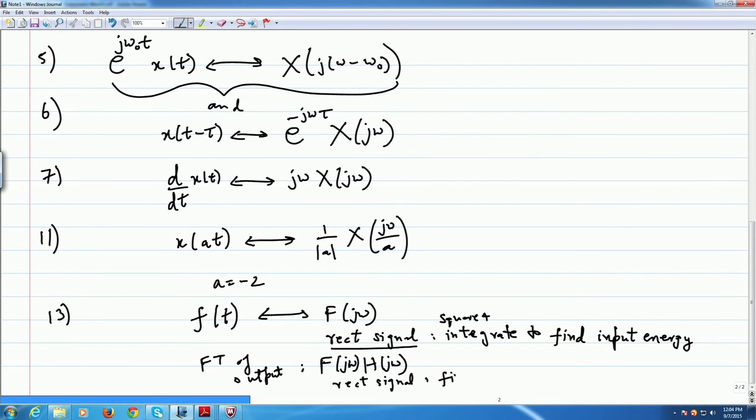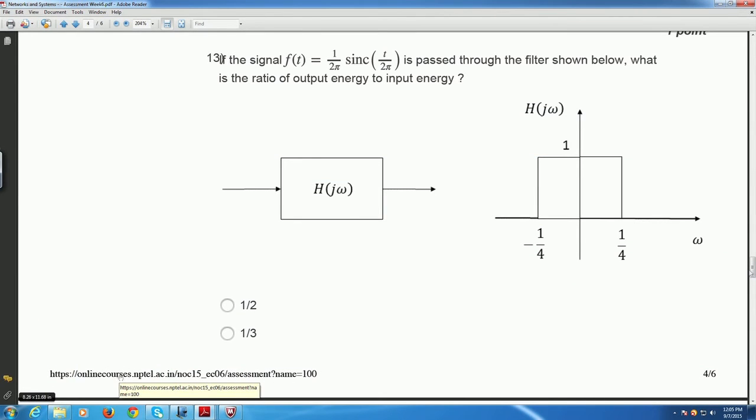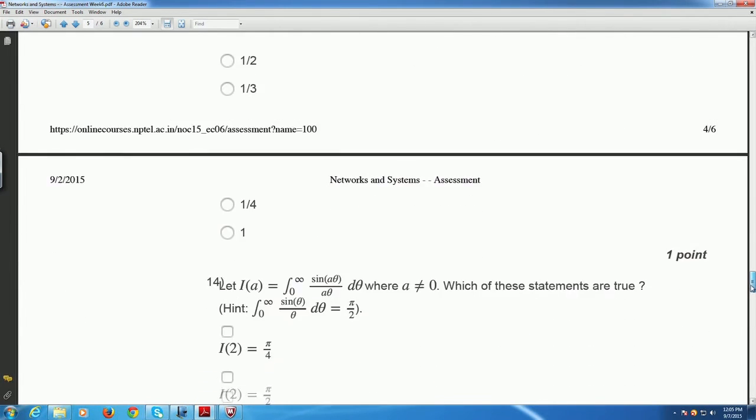So, find output energy by squaring and integrating. These are easy things to do, and if you follow these steps you will get the answer quite easily. So, that is the hint for the 13th question. Let us move on to the 14th question.